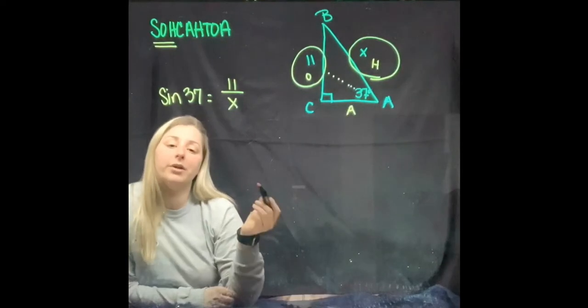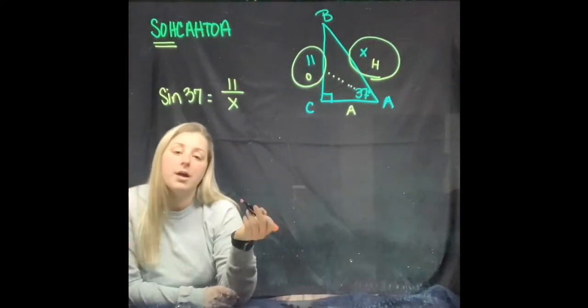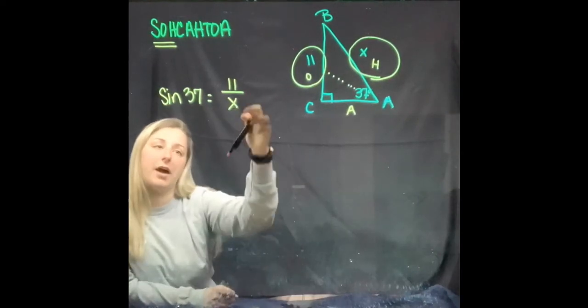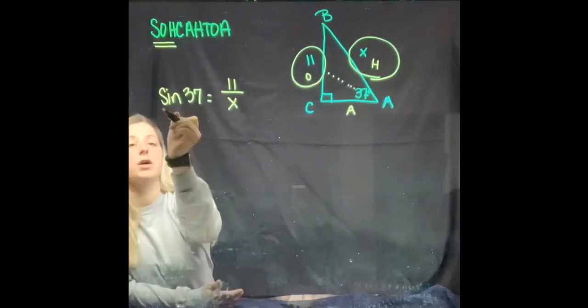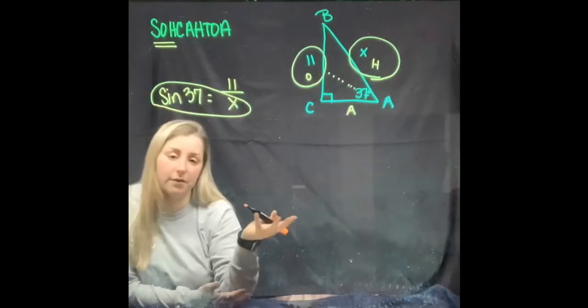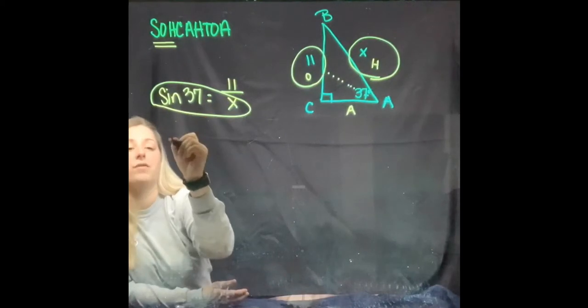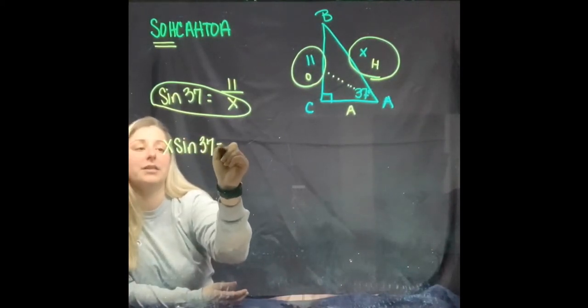Notice that we do have a variable in the denominator, and that's what we're going to be solving for. You still have to get rid of this fraction, which we know is a division problem, so the opposite would be multiplication. So we're going to cross-multiply, or multiply by that X on both sides, whichever way you want to think about it. So we've got X sine 37 is equal to 11.